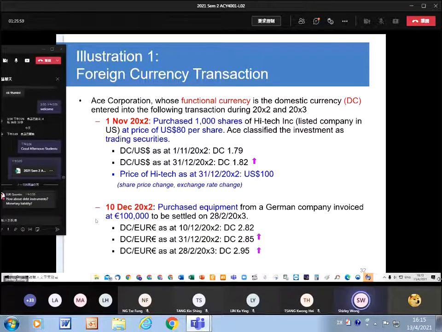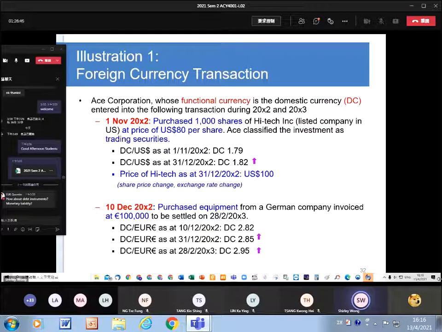This German company requires you to pay 100,000 euro. You need to pay that amount. And then at that time, the euro is increasing from 2.82 to 2.95. That means as time passed by, your accounts payable is increasing due to the euro increasing. You bought an equipment from a German company and you have to pay them 100,000 euro. The current rate is 2.82 to 1 euro, and by the day you settle it is 2.95 to 1 euro, so you need to take out more local currency to settle the 100,000 euro. So in this case, you have an exchange loss. So you will suffer the loss due to the appreciation of the euro.